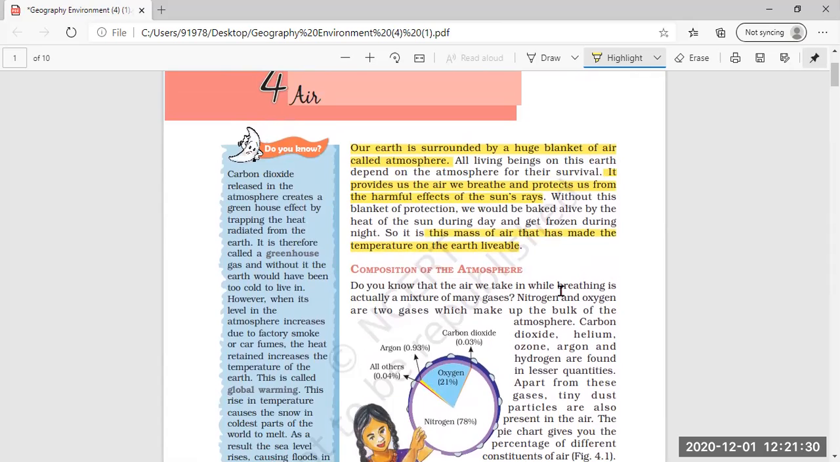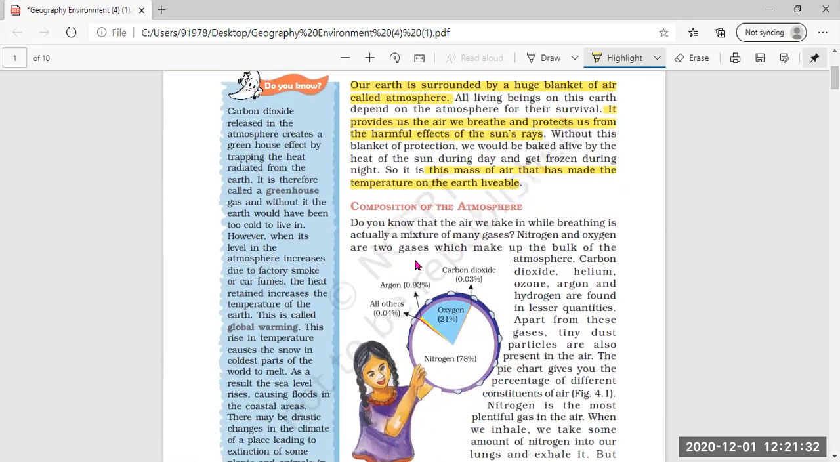Next, composition of the atmosphere. Now, do you know that the air we take in while breathing is actually a mixture of gases? Yes, whatever air we breathe in, it is a mixture of gases.